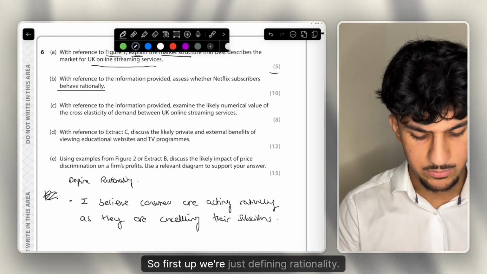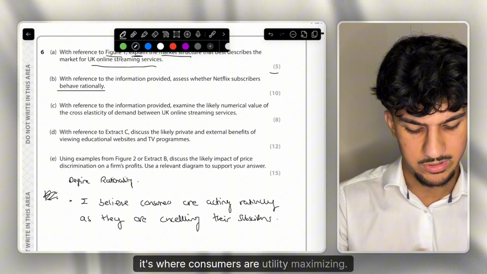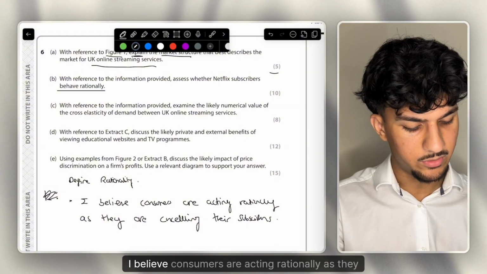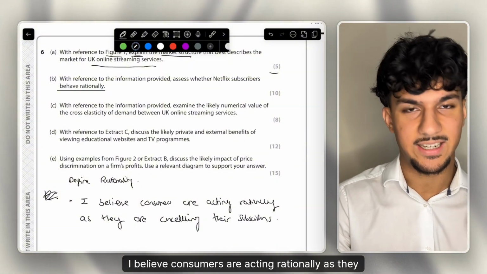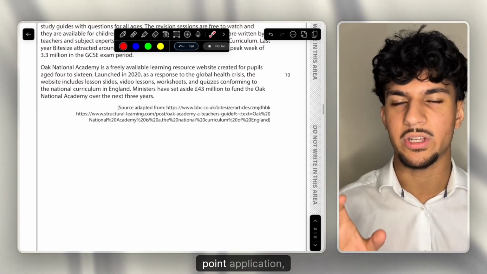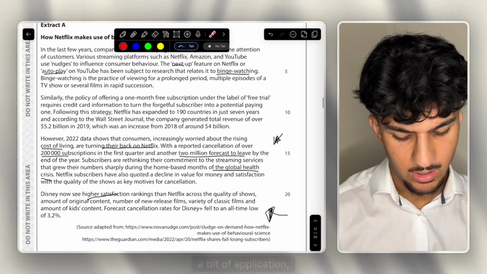So first, start by just defining rationality. So like I said, it's where consumers are utility maximizing. And then my main paragraph, my topic point would just be, I believe consumers are acting rationally as they are cancelling their subscriptions. I would then, so my paragraph structure is always state your point, application, then analysis. I would then go on to give a bit of application, maybe give a few stats.